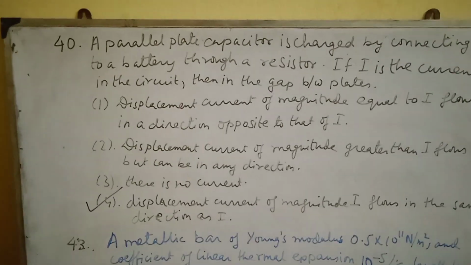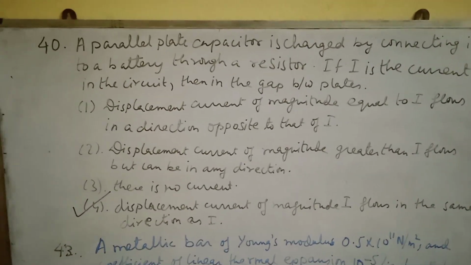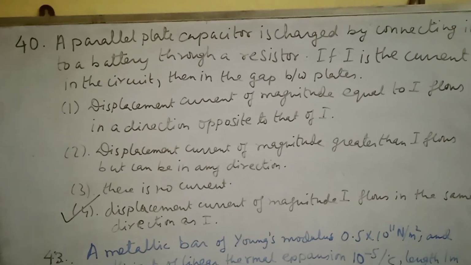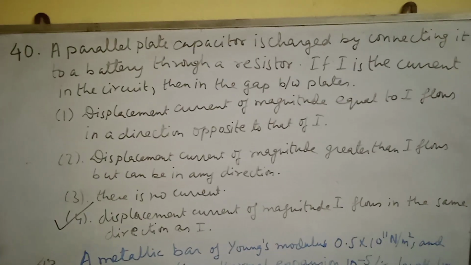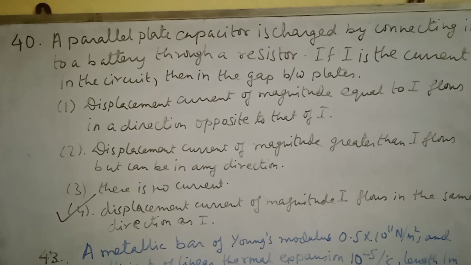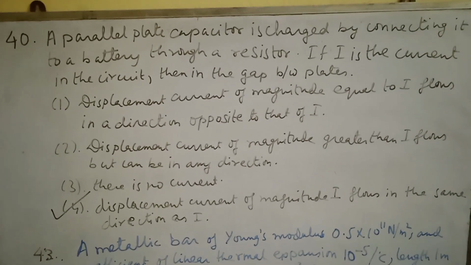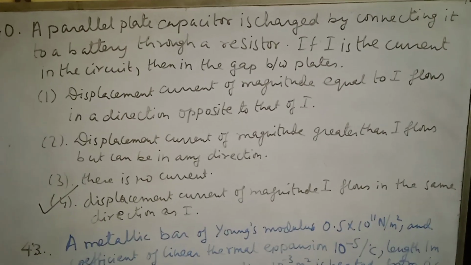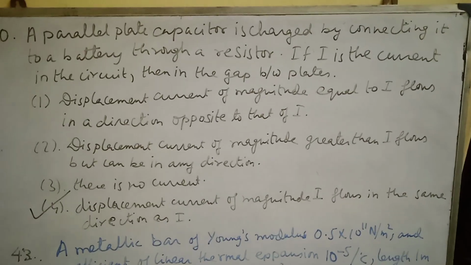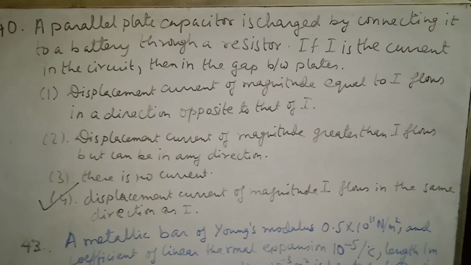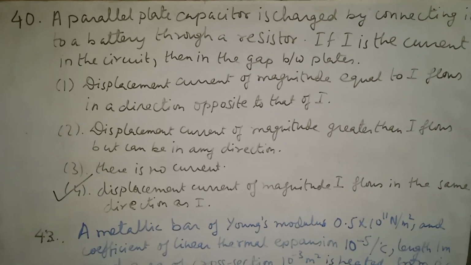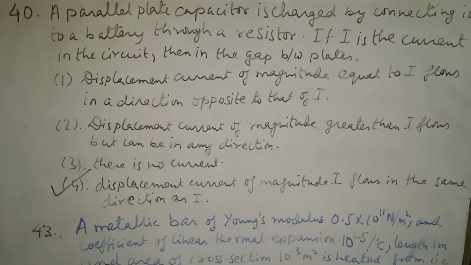Question number 40. A parallel plate capacitor is charged by connecting it to a battery through a resistor. If I is the current in the circuit, then in the gap between the plates: number 1, displacement current of magnitude equal to I flows in a direction opposite to that of I. Number 2, displacement current of magnitude greater than I flows, but can be in any direction. Number 3, there is no current. And number 4, displacement current of magnitude I flows in the same direction as I.